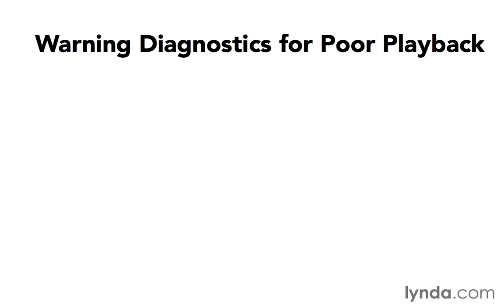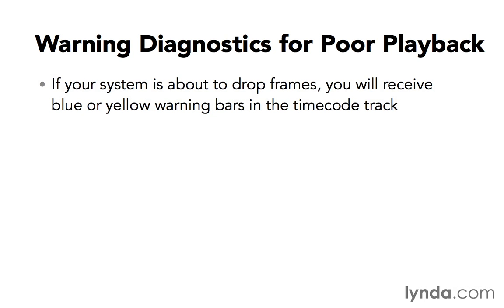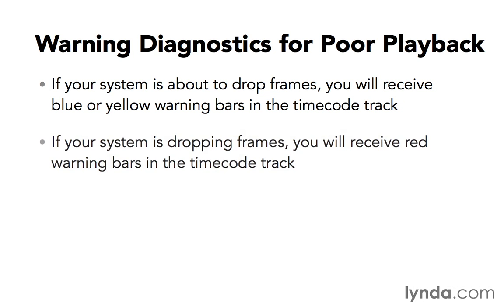Okay, so if circumstances are such that your buffer is only partially full, then it's still not going to drop frames, but Avid will give you a warning that you might drop frames soon. This is displayed as yellow or blue dashed lines which appear in the timecode track of your timeline. And if circumstances are such that your buffer empties completely, then it results in dropped frames, which are depicted as red warning bars in the timecode track. This simply means that you're not achieving real-time playback.